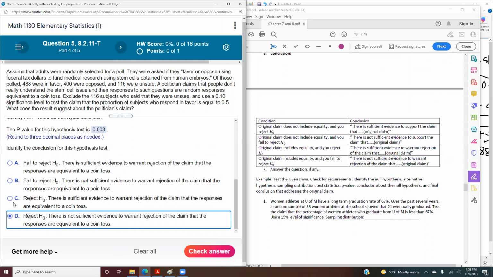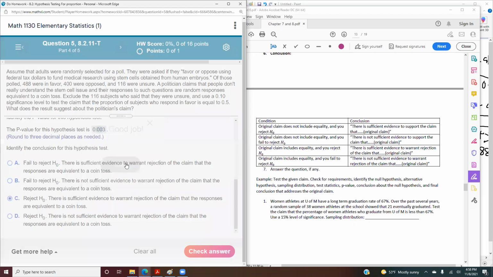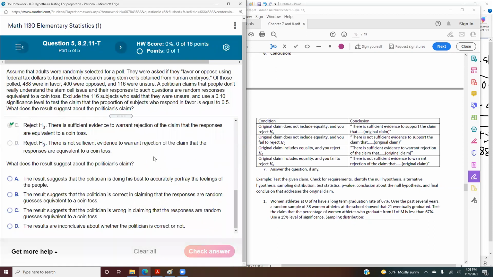Anyone? It'll be C. Yeah, because there is sufficient evidence to warrant rejection of the claim. And then they're asking about the politician claim. This is the same thing as we saw.